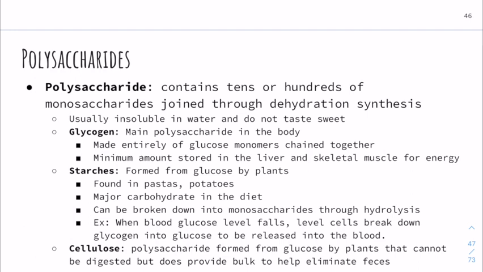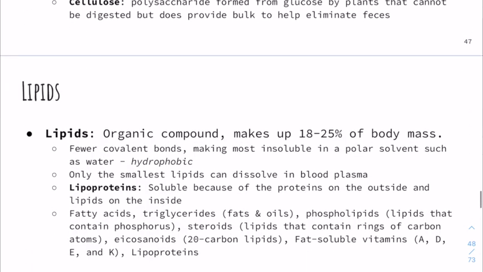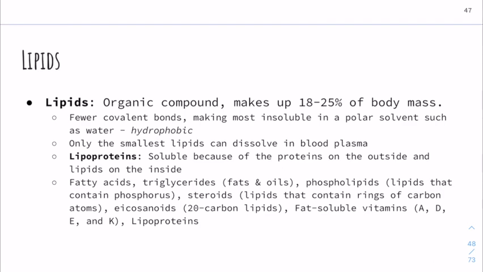Lipids, your fats in the body. Lipids are organic compounds that make up 18 to 25% of your body's mass. They have fewer covalent bonds, making them mostly insoluble in a polar solvent such as water. They're hydrophobic. Lipids, remember, your fats, your oils. Only the smallest lipids can dissolve in blood plasma.